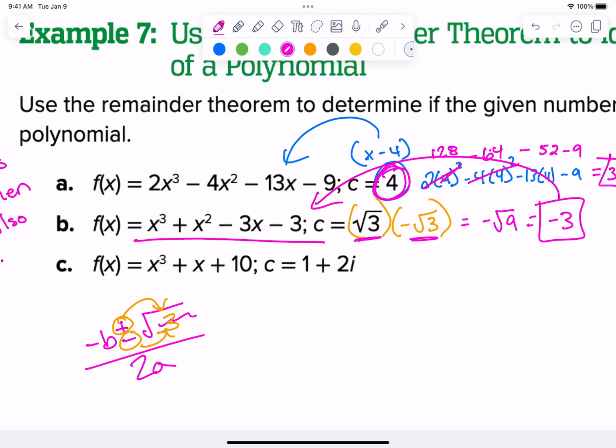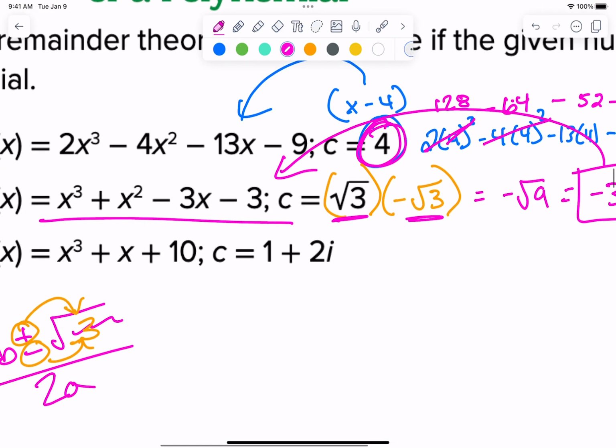Carter plugged in the square root of 3 and he said it worked, but plugging in the square root of 3 is going to give us ugly numbers in the middle. If I plug in negative 3, it should also come out to be 0. That's just what should happen. Negative 3 cubed is negative 27. This would be plus 9, plus another 9, minus 3.